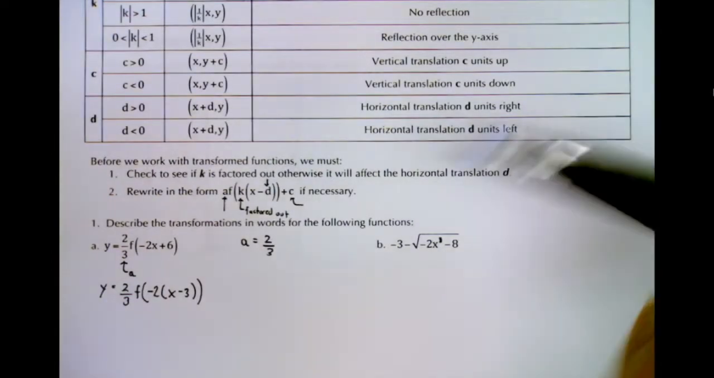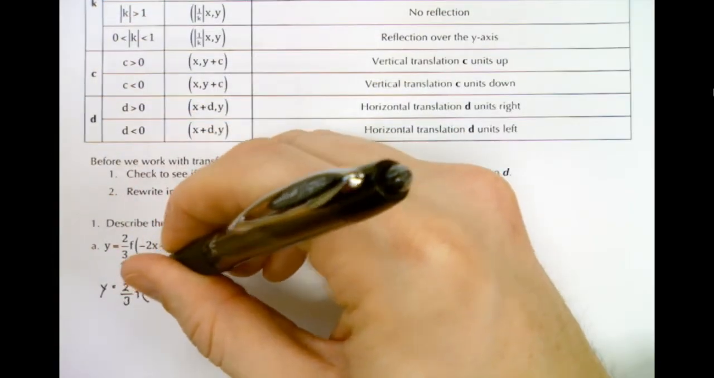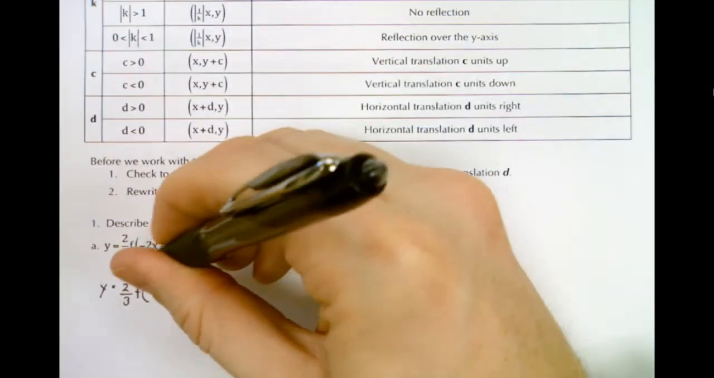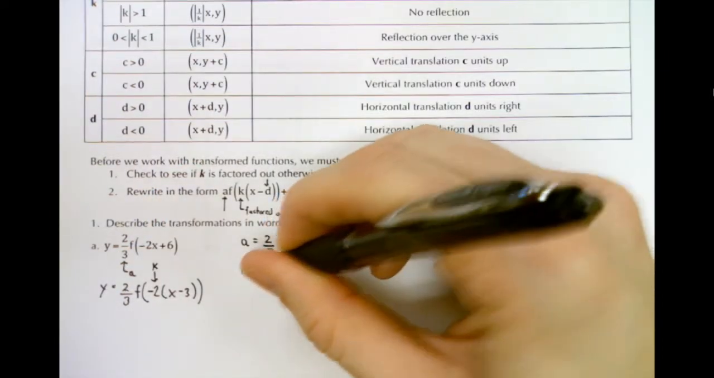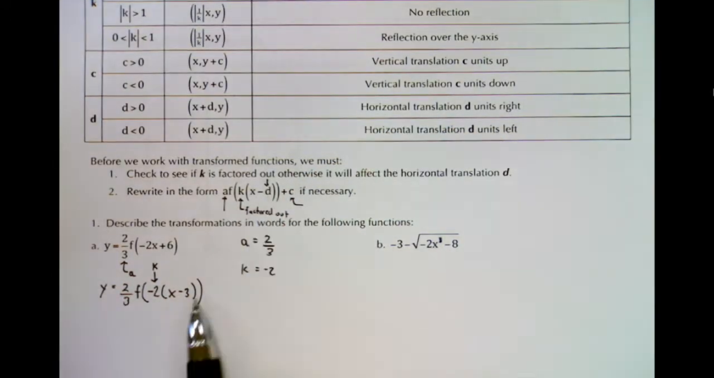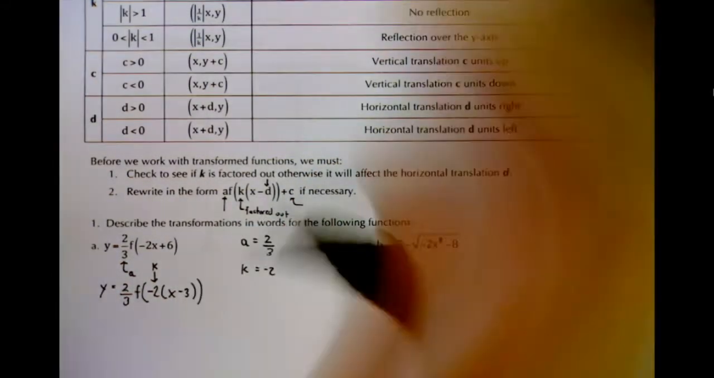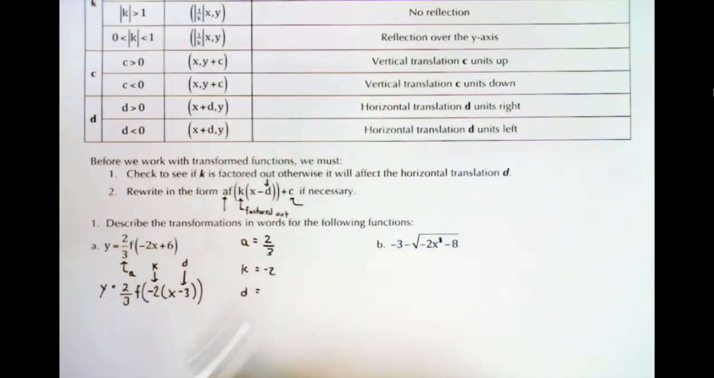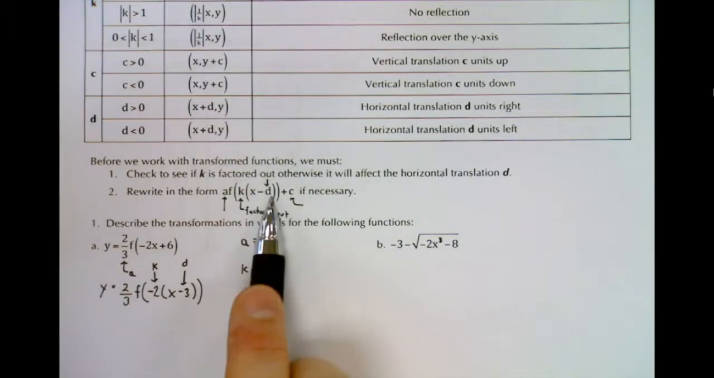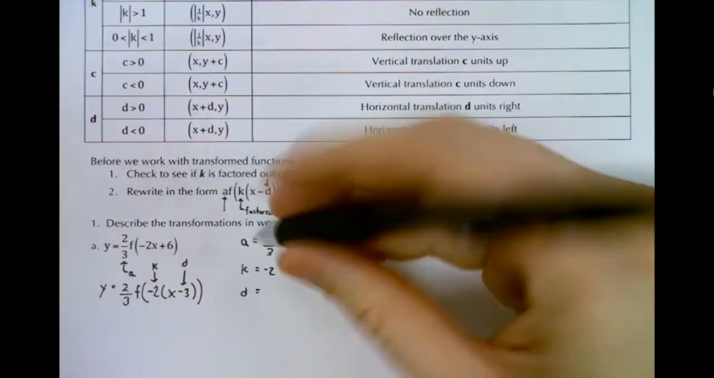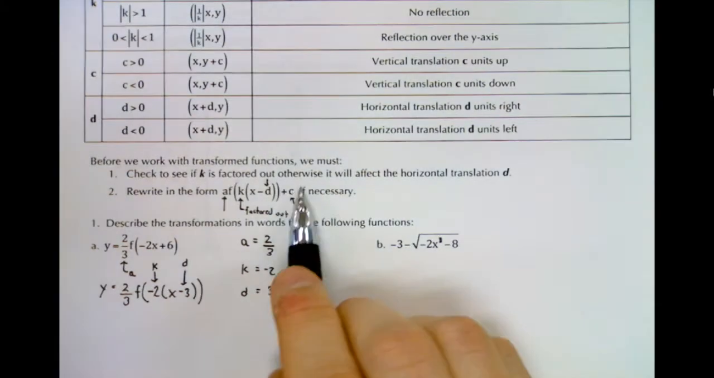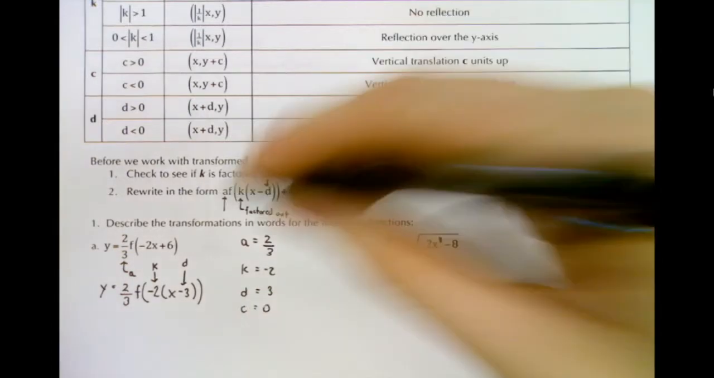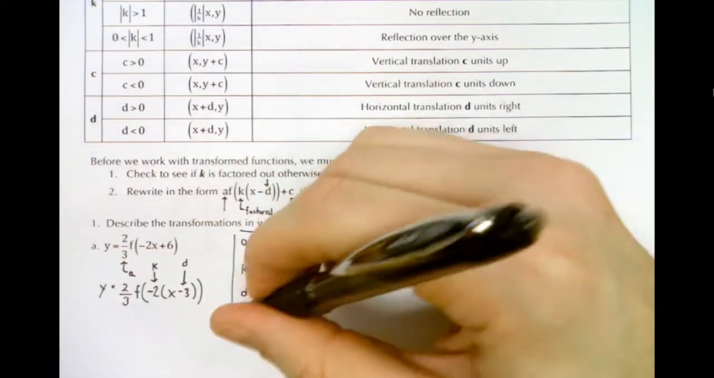And now we can start to follow a little bit more patterning. Inside the multiplier, in front of the bracket, that's your k. So k is negative 2. And adding or subtracting to x is d. And remember, d has opposite signs, so be careful here. X minus d, so d must be 3, because x minus 3. And then plus c, outside at the end here, there's nothing there, so c is 0. There's your A, K, C, and D.